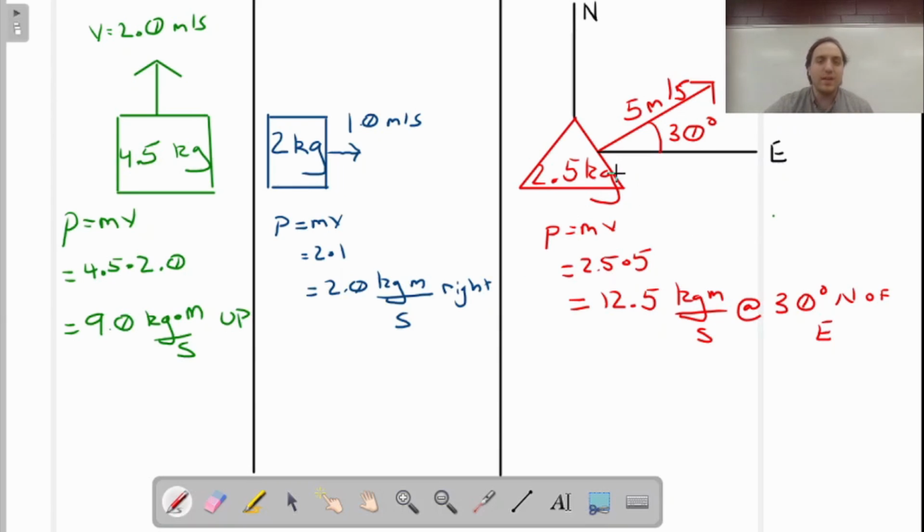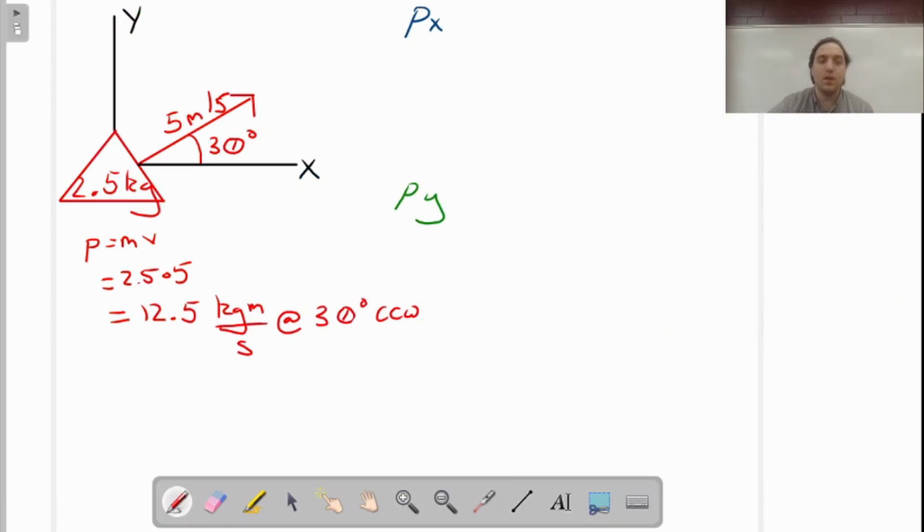This final one is the one that we're going to focus on for a second because much like when we were talking about velocities or forces, we can also break this up into components. If we look at this as instead of north, east, south, west, as an x and y, we talk about the momentum in the y direction and the momentum in the x direction. In other words, the component in that direction.